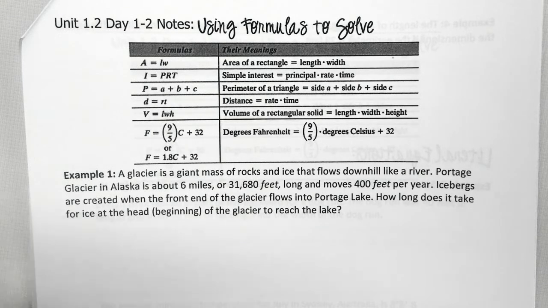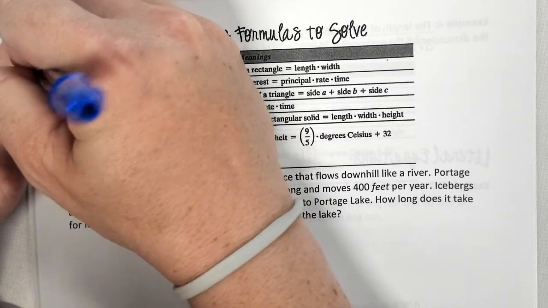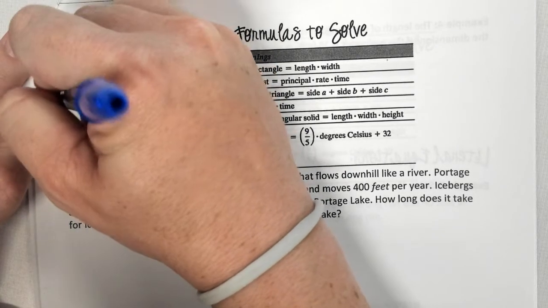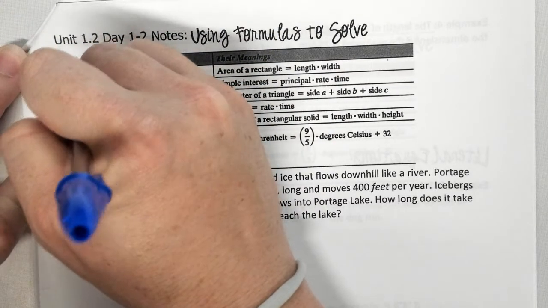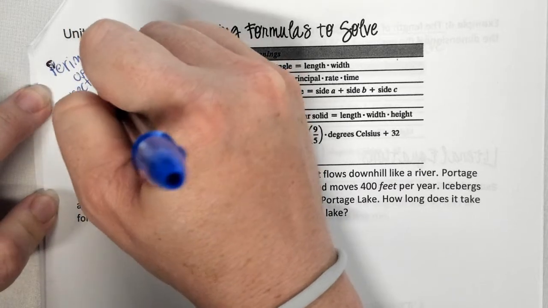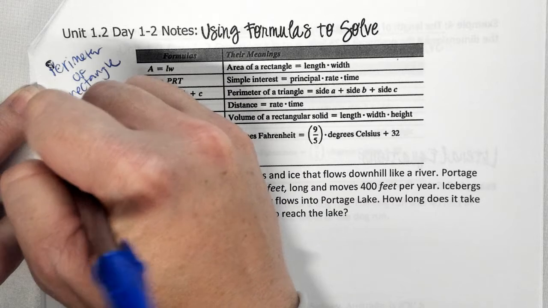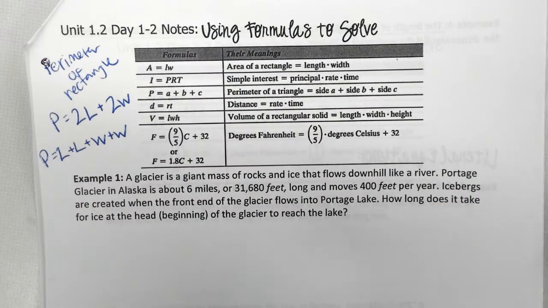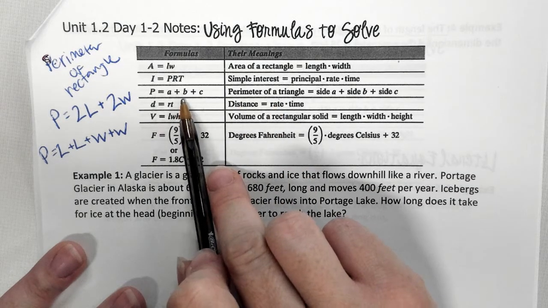Okay, so using formulas to solve. I've given you some of the formulas. I forgot to give you perimeter of a rectangle or square, which is P equals 2L plus 2W, which is the same thing as saying P equals L plus W plus L plus W, which just means you're adding all the sides. Okay, this is perimeter of a triangle, so please don't use this if it's talking about a rectangle.